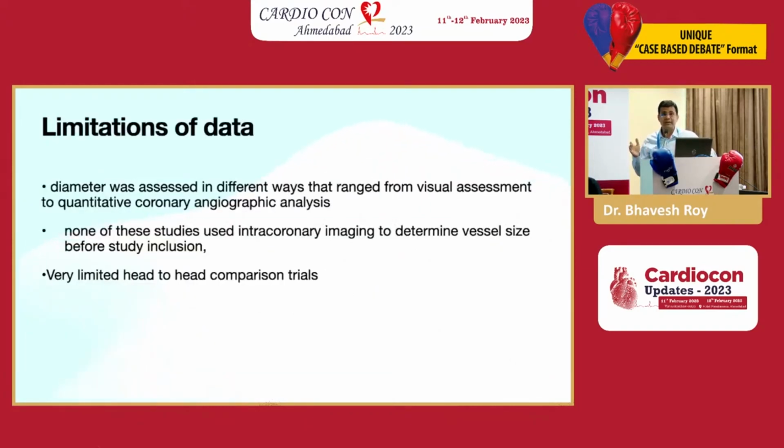So what are the limitations of the data, including DCB or DES? Number one, what we described initially, diameter was assessed in different ways. Some trials had a QCA, some trials had a visual estimate, ranging from visual assessment to QCA. None of the studies used any coronary imaging, and there is very limited head-to-head comparison data. None of the trials had head-to-head comparison data.